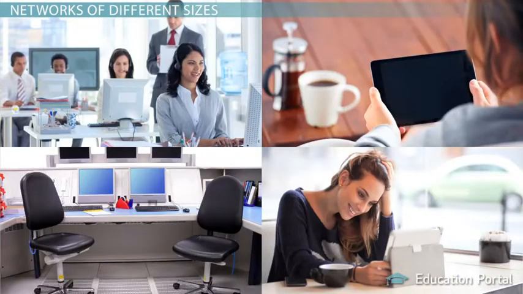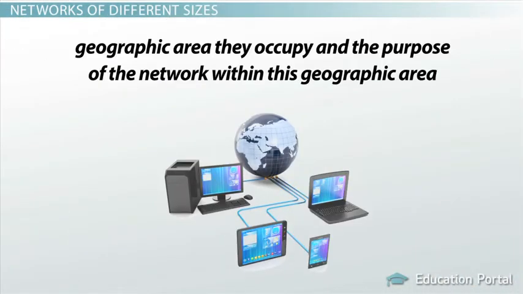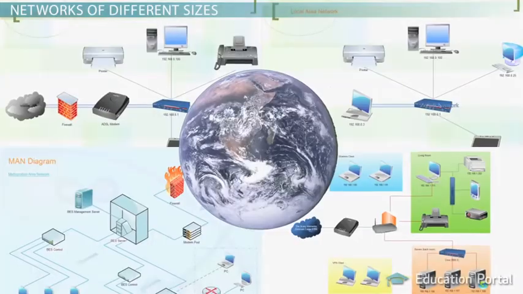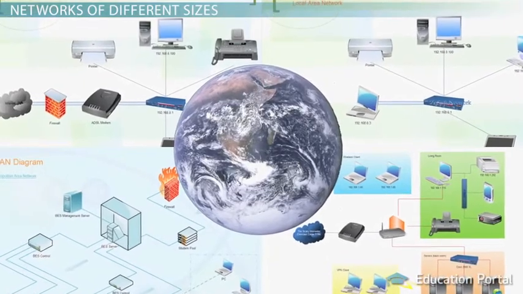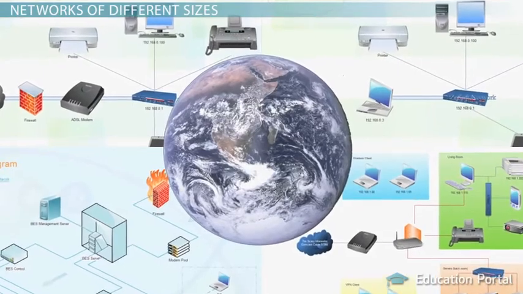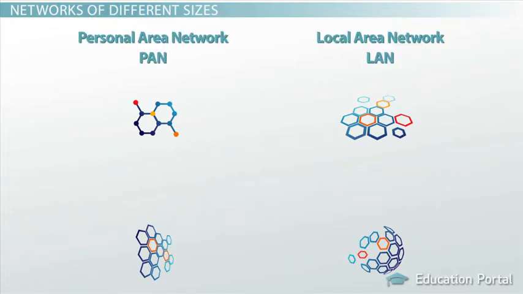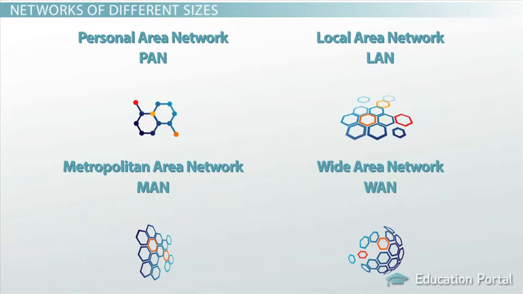Each of these networks is organized differently. Computer networks can be characterized by the geographic area they occupy and the purpose of the network within this geographic area. Networks can cover anything from a handful of devices within a single room to millions of devices spread across the entire globe. Some of the different networks based on size are Personal Area Network, or PAN, Local Area Network, or LAN, Metropolitan Area Network, or MAN, and Wide Area Network, or WAN. Let's look at each of these in a bit more detail.